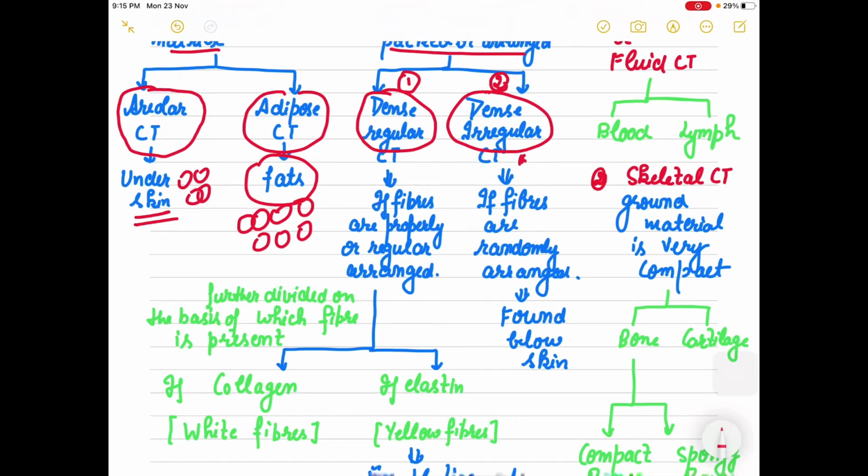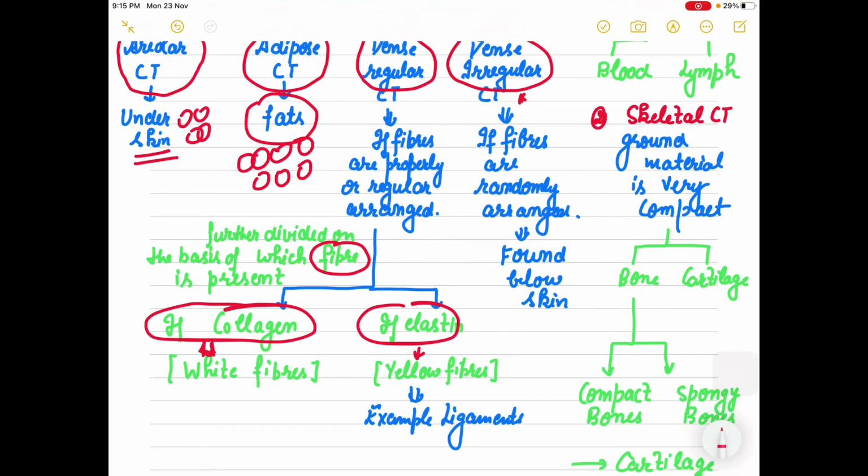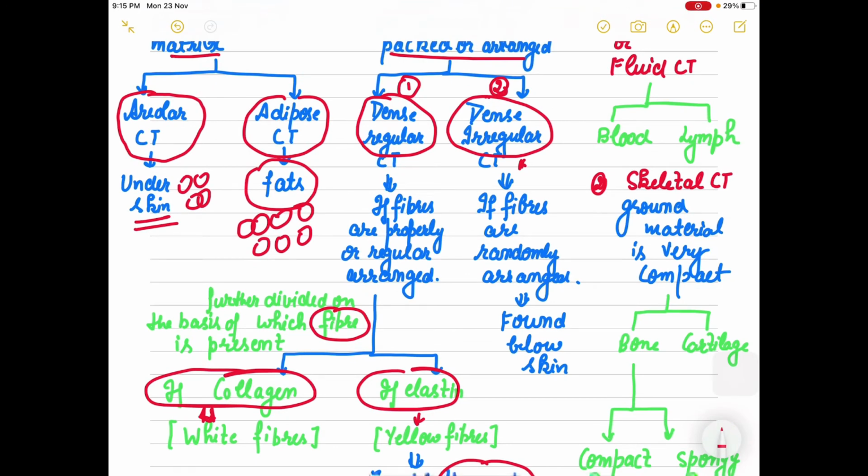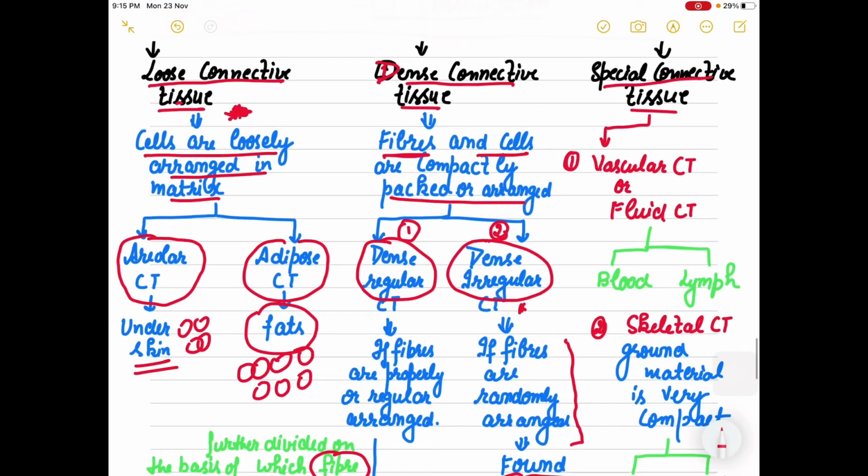And this dense regular is further of 2 types on the basis of fibers. If collagen is present, it will appear as white fibers. If elastin is present, then it will appear as yellow fibers, which are mostly found in the ligaments. And dense irregular, these are the fibers which are randomly arranged, and it is found below our skin, right?